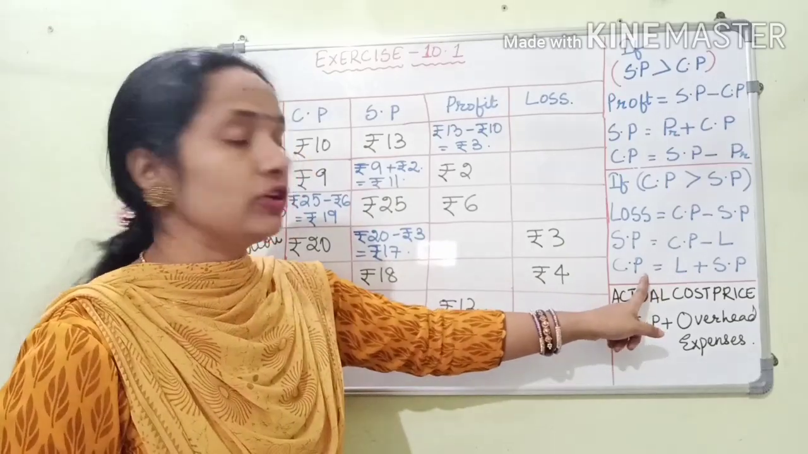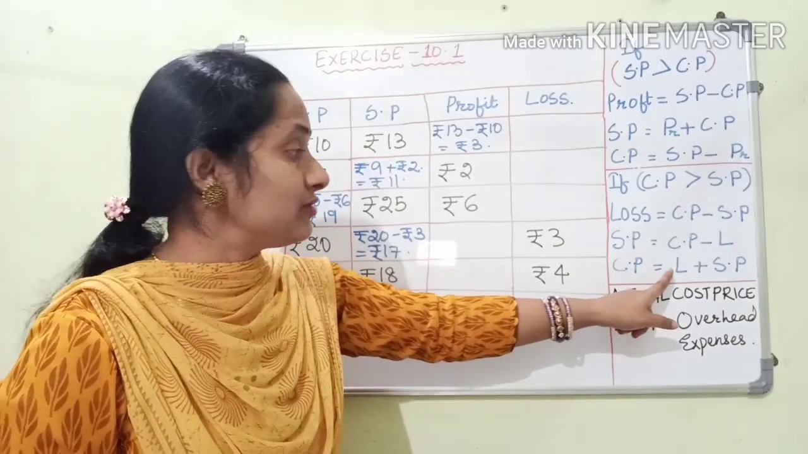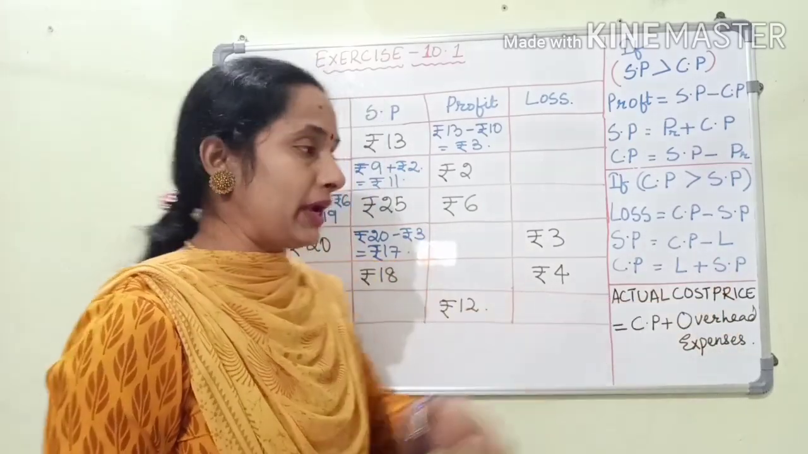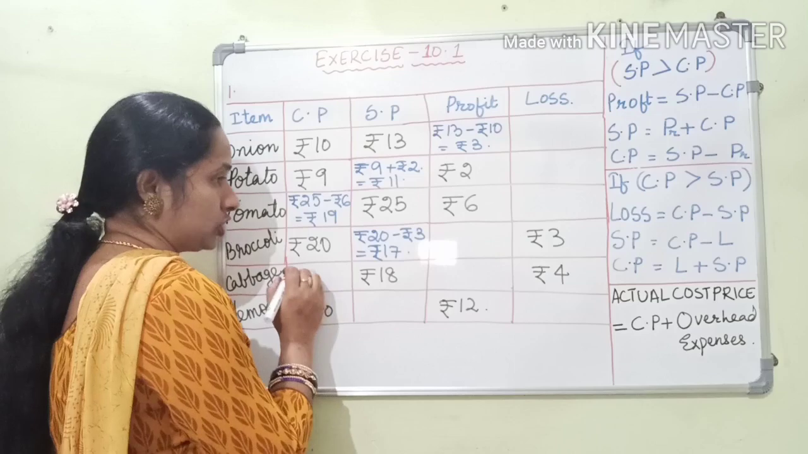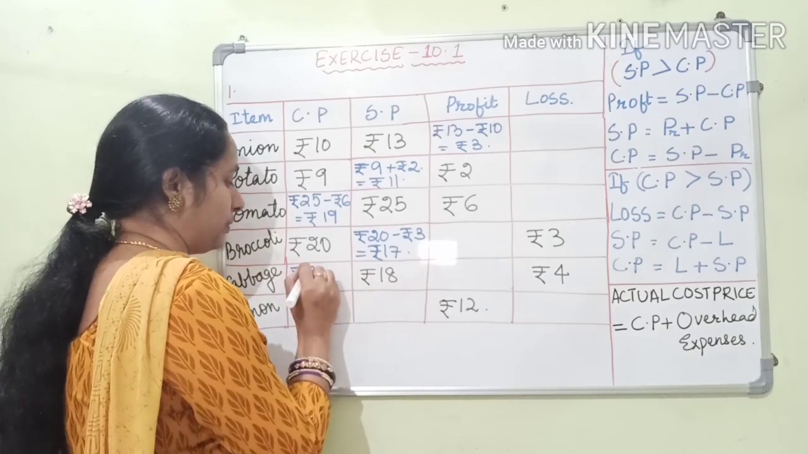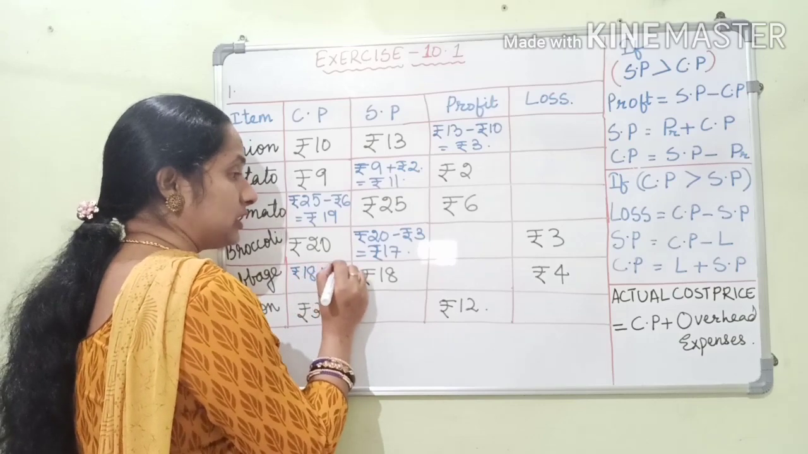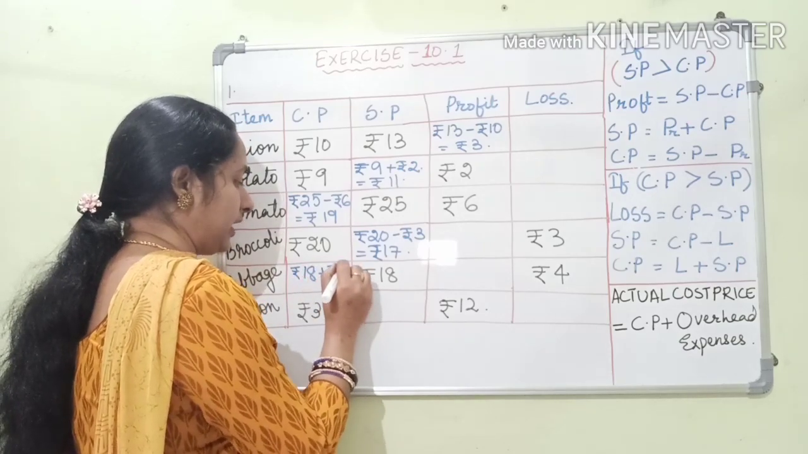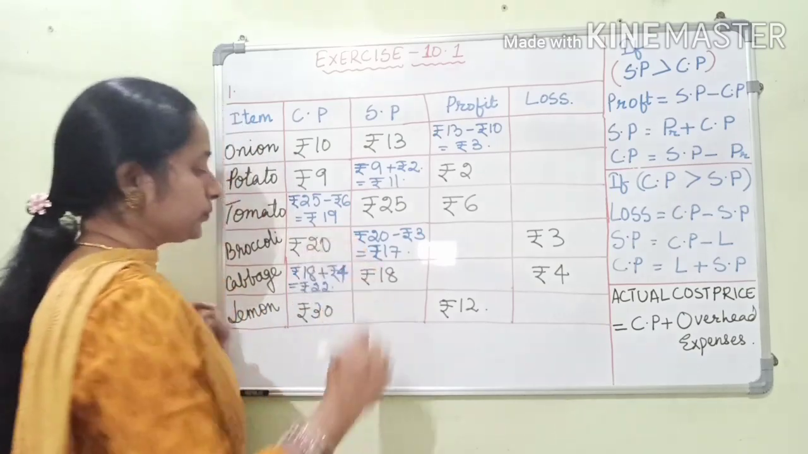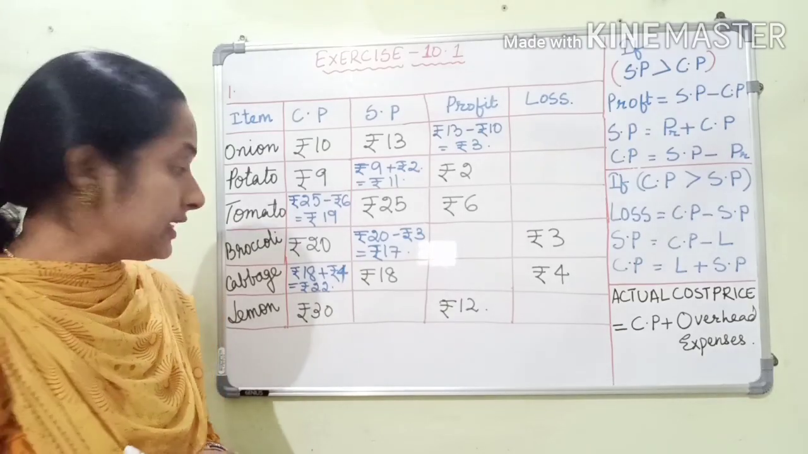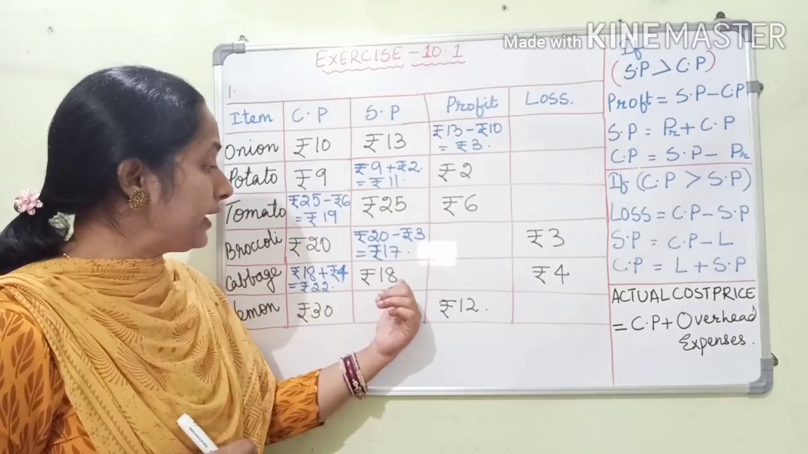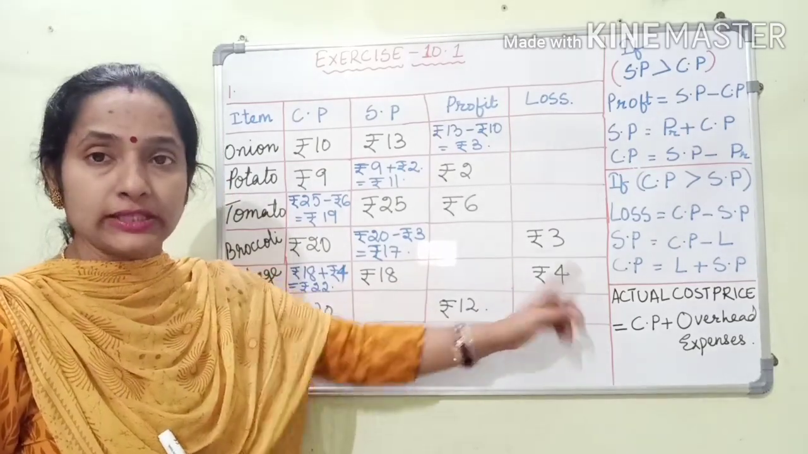Come on children, just have a look at the formula of cost price when there is a loss and you are given the selling price. In order to find the cost price, we simply add the loss amount and the selling price. The selling price is rupees 18 plus the loss amount of rupees 4, and you will get rupees 22. So what is the cost price of cabbage? The cost price of cabbage was 22, and he sold it at rupees 18 and had a loss of rupees 4.